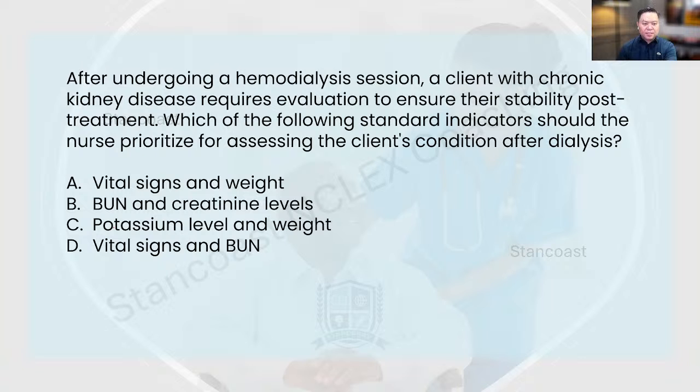Take your pick. The question states again, after undergoing a hemodialysis session, a client with chronic kidney disease requires evaluation to ensure their stability post-treatment. Which of the following standard indicators should the nurse prioritize for assessing the client's condition after dialysis? Is it A, vital signs and weight, B, BUN and creatinine levels, C, potassium level and weight, and lastly, D, vital signs and BUN? So let's go through each answer.